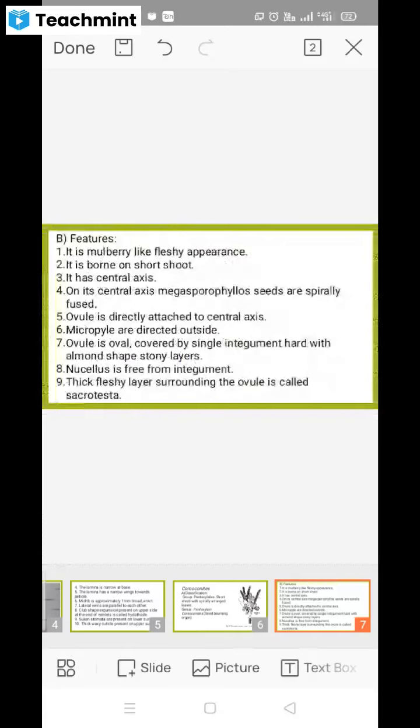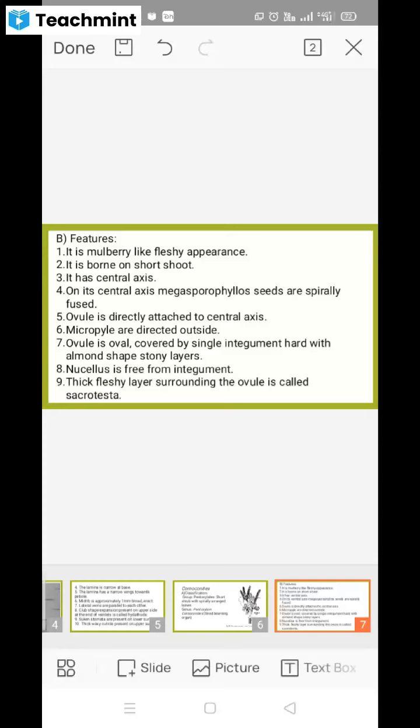So the ovule of that Pentoxylon is oval in shape, covered by a single integument, which is very hard, with an almond shaped stony layer. So this layer also does the function of protection. So it will protect the ovary as well as the seeds of the Pentoxylon.